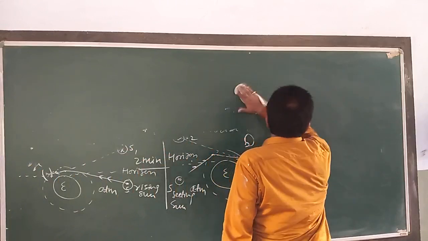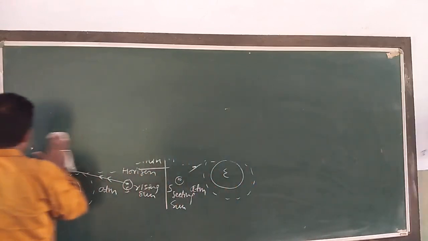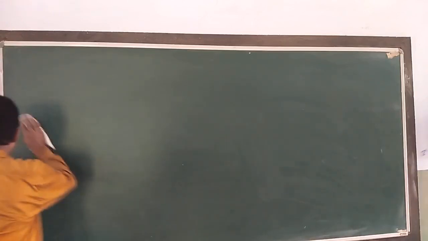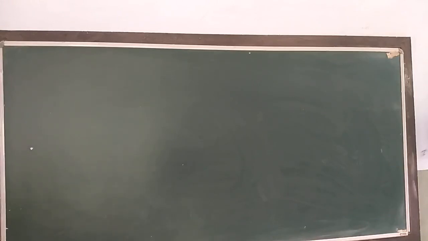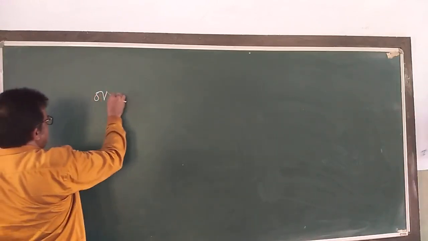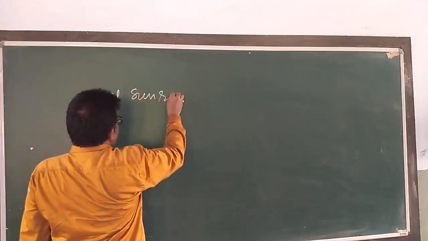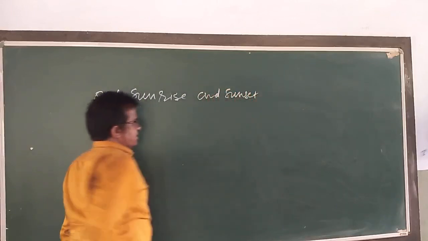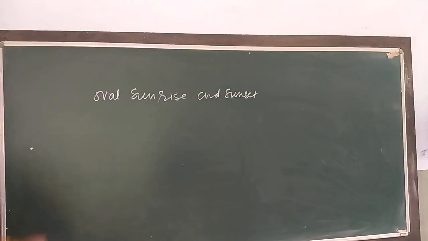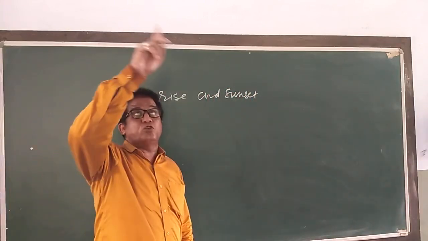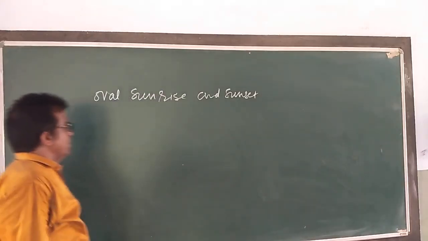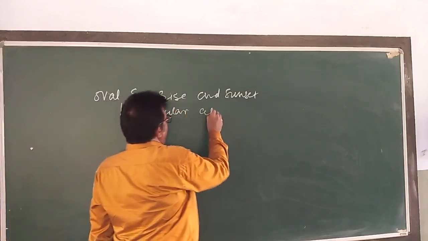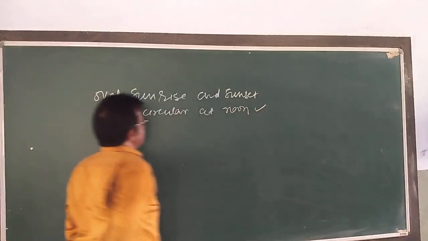Another application: the sun appears oval at sunrise and sunset, but appears circular at noon. In the day it will appear perfectly circular.